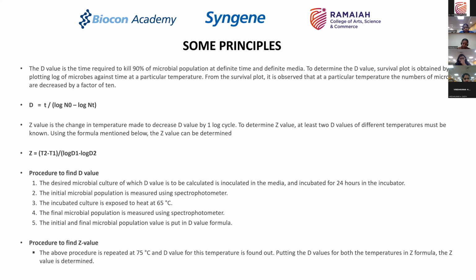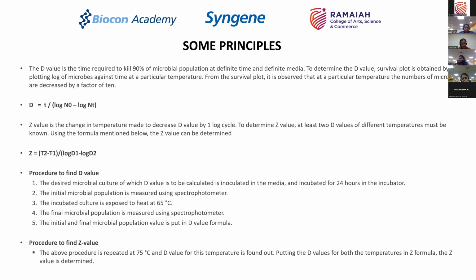The procedure to find the D value: the desired microbe is inoculated in a particular media and incubated for 24 hours. The initial microbial population is measured using a spectrophotometer. The incubated culture is exposed to heat at 65 degrees centigrade. The final microbial population is measured using a spectrophotometer. The initial and final microbial populations are put in the D value formula to arrive at the D value itself.